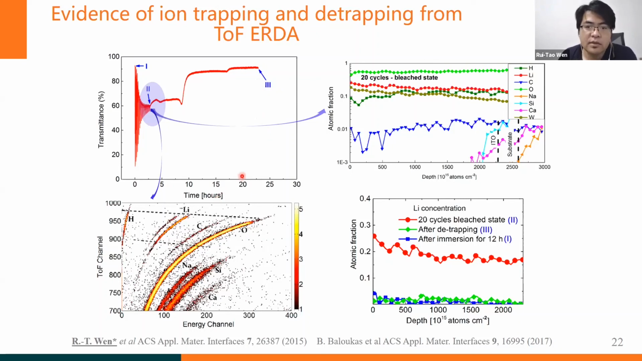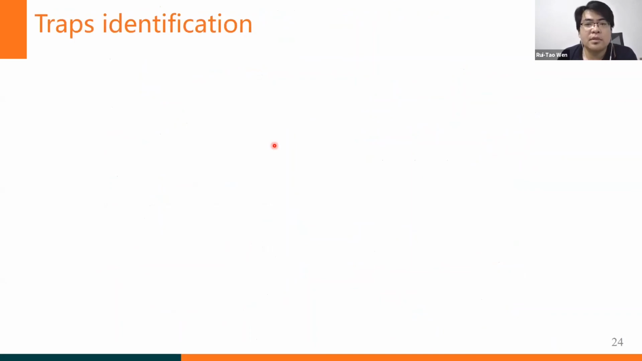So this experiment gives very good support, showing that the degradation of electrochromic materials is because of the ion trapping, and we are able to refresh the devices. Okay, so let me summarize my talk.